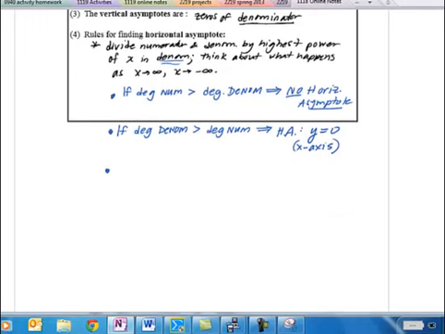So the key is to compare the degrees. If the numerator is larger degree, we don't have a horizontal asymptote. If the denominator is larger degree, we do. It's on the x-axis. If the degrees are the same, which is the only other option, then there is a horizontal asymptote, and the way we find it is to take the ratio of the leading coefficients.